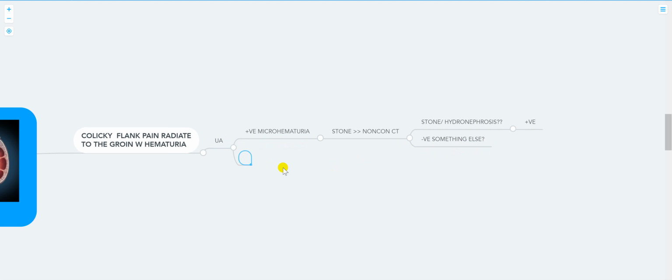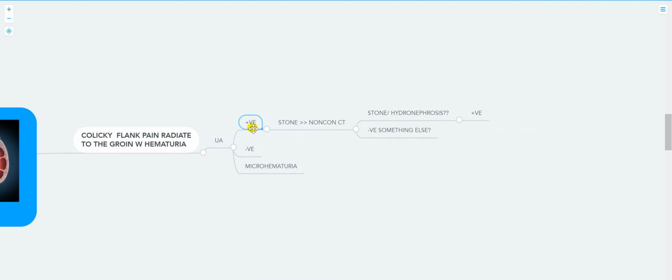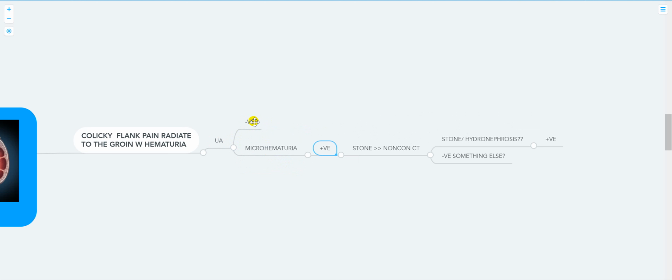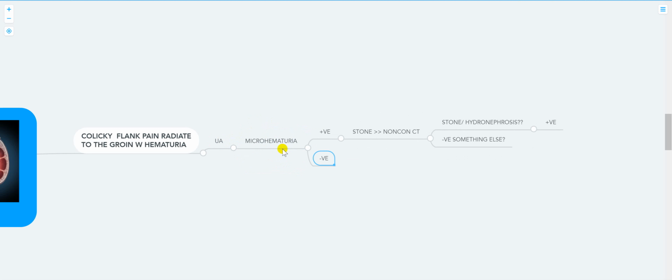Now, what if it's negative microscopic hematuria? Let me make it this way. Microscopic hematuria here. If it's positive, I'm gonna add it here. If it's negative, what do we do? If it's negative, then it's not a stone. Not a stone, okay? So now let's say it's positive and we found the stone.